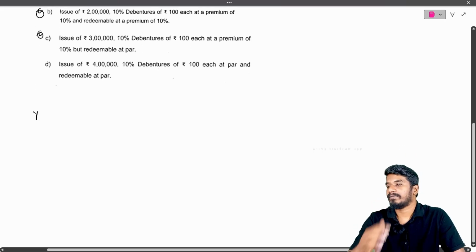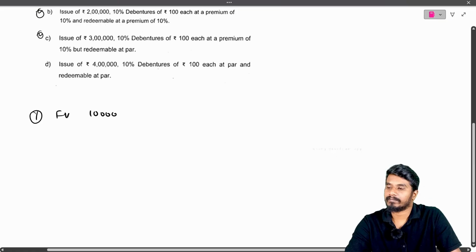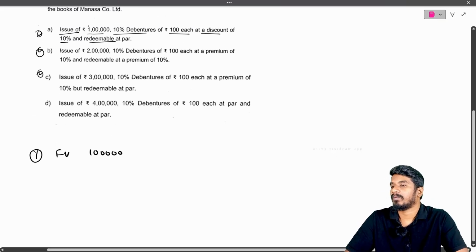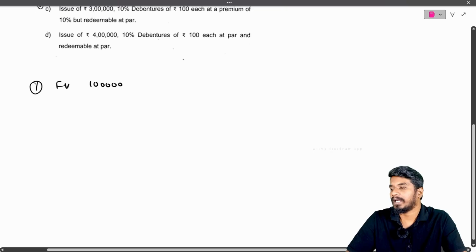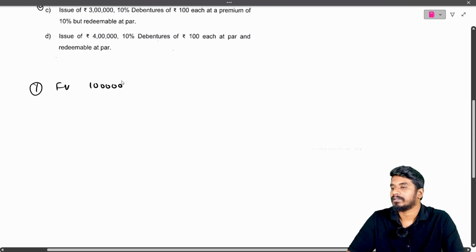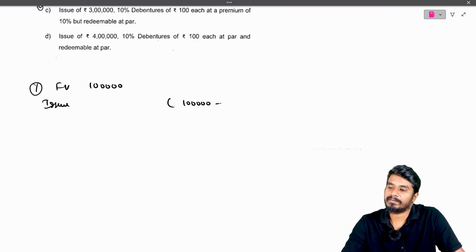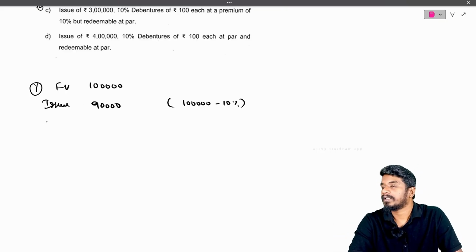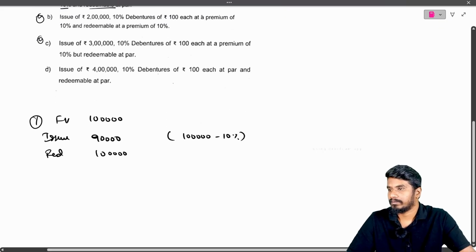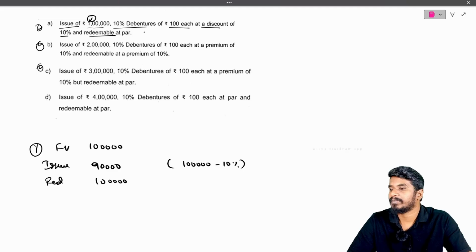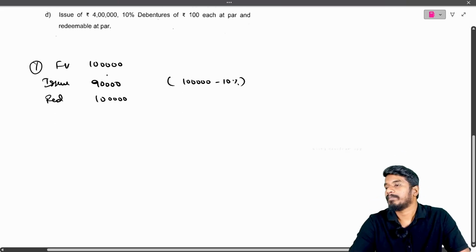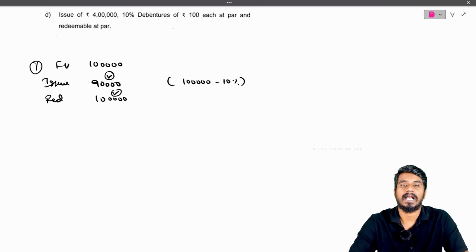Let us see. The first one, face value is 1 lakh, and they are issuing at a discount of 10%, which means 1 lakh rupees minus 10%. They are issuing at 90,000. Redemption at par, which means people will pay us 90,000 at the time of issue, and at repayment we need to give them 1 lakh rupees.